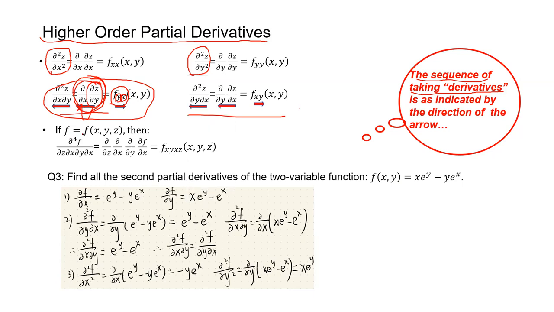And if y has three variables, we should go from right to left. So first this one, then this one, the last this one. If we use this notation, we go from left to right. First x, then y, then x, z. Okay, this is the example of the second order partial derivatives of these two variable functions.